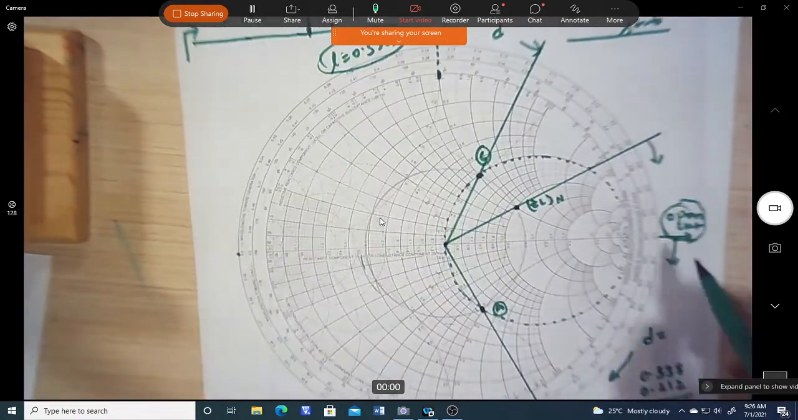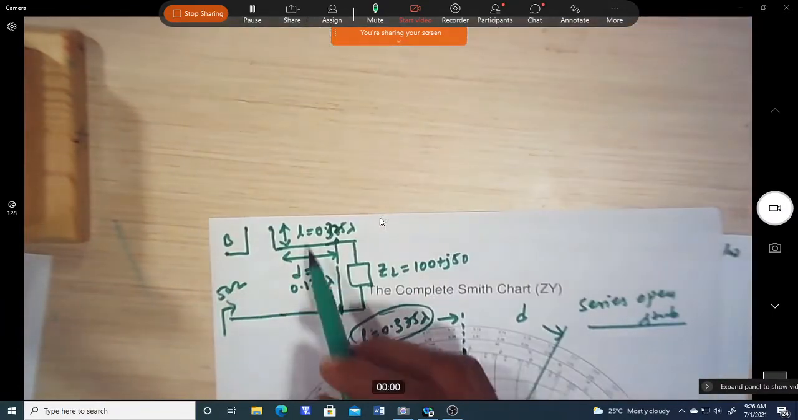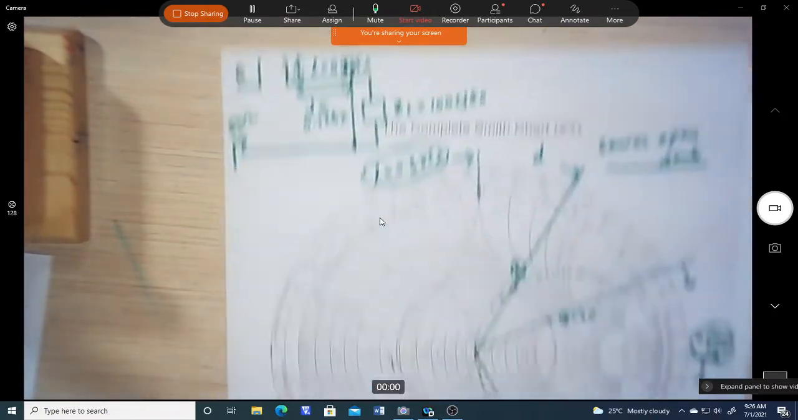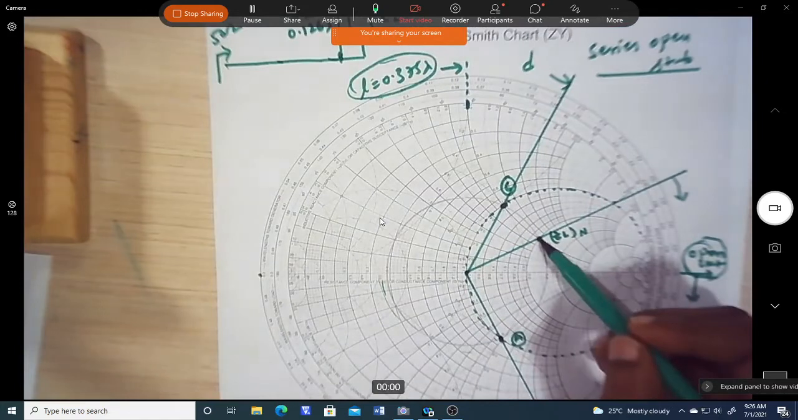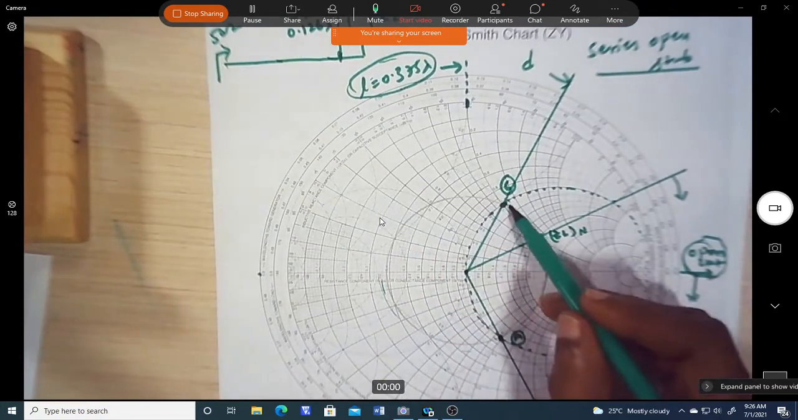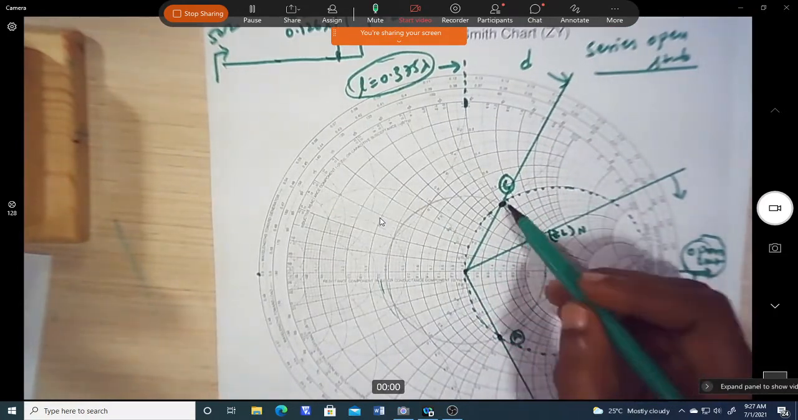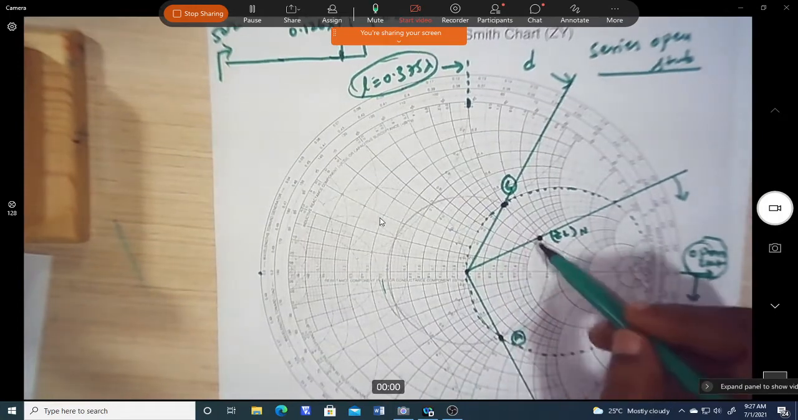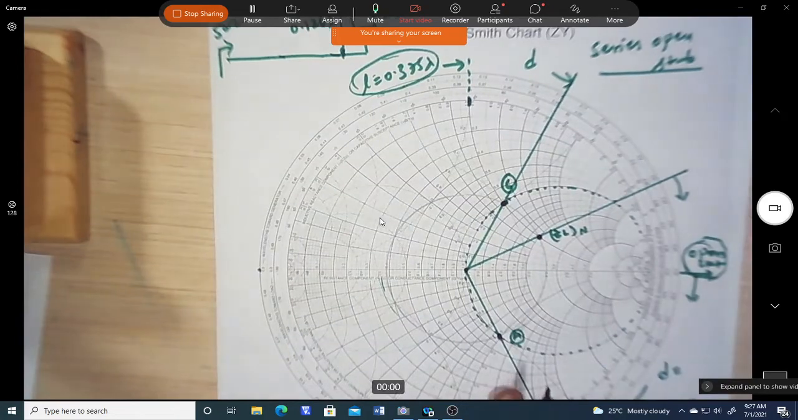Okay, so that is what for point A, solution 1. So we use the length of the stub 0.375. Similarly at point C, the second solution, we are moving from the load point till the point C, where it will be touching the unity resistance circle. So that distance we have to measure for the second solution, moving towards the generator.